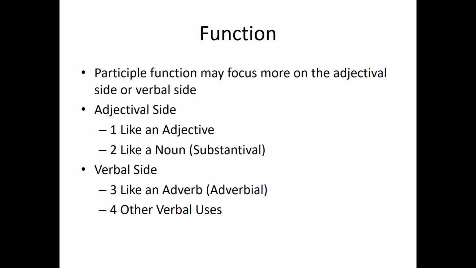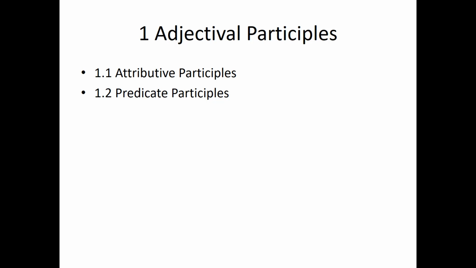So let's look first at when the participle functions like an adjective. Under this category of adjectival participles, we're going to look at attributive participles and predicate participles. Basically, all participles are going to do under these categories is just act like an adjective. So if you took everything you knew about an adjective, you could say, oh yeah, participles can do that too.